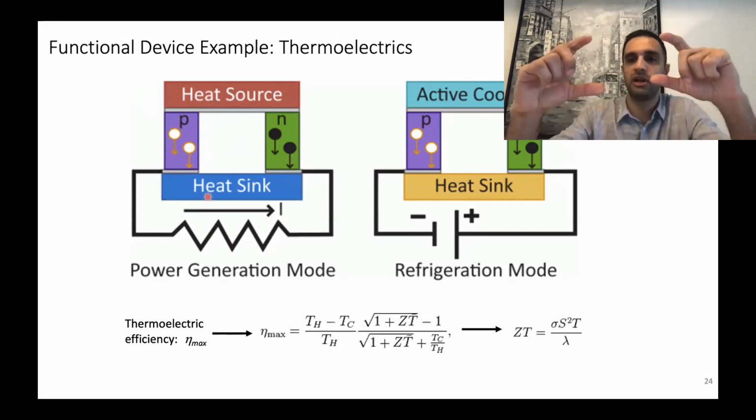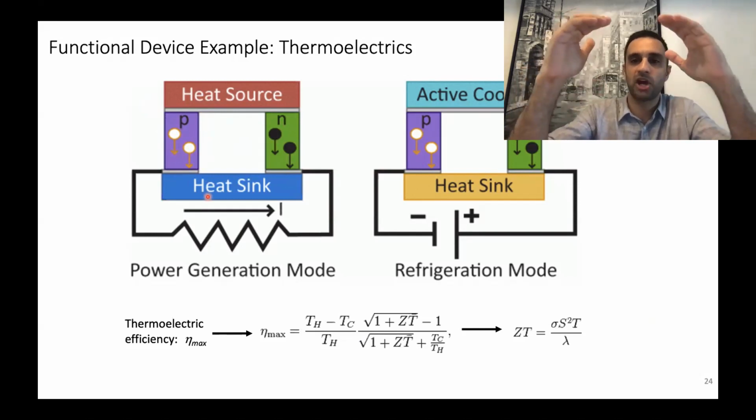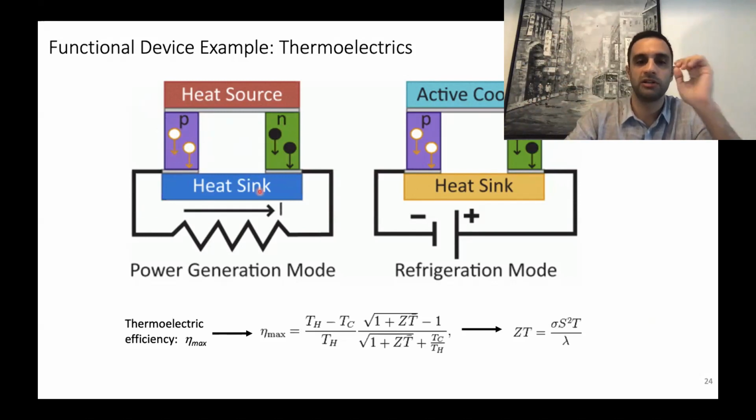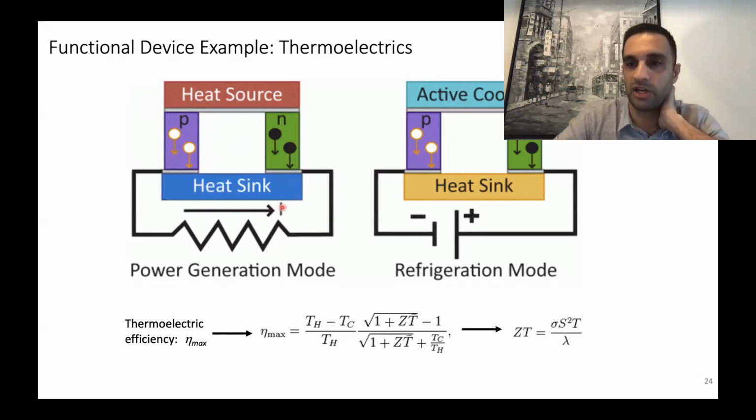So you have a temperature gradient that you maintain, and as the charges diffuse, you actually have current flow through the system, and you get power through your external circuit. And that's what you see here in your power generation mode. This can, of course, be flipped in a reciprocal fashion to achieve cooling. So Peltier coolers, for example, work on this thermoelectric principle as well.